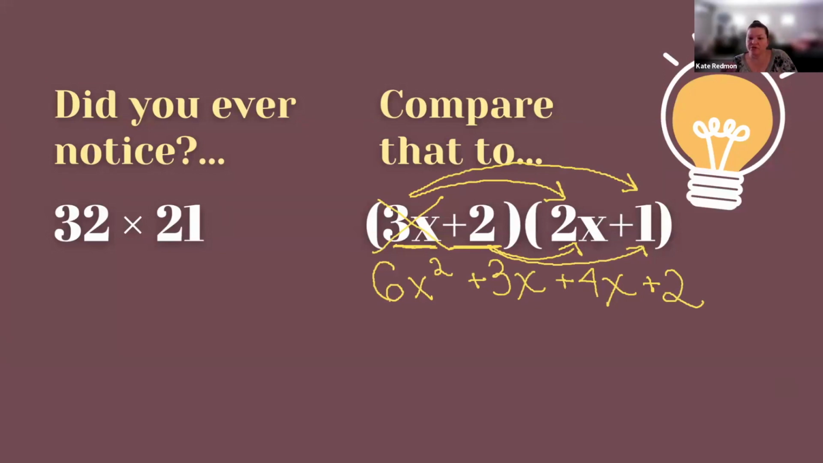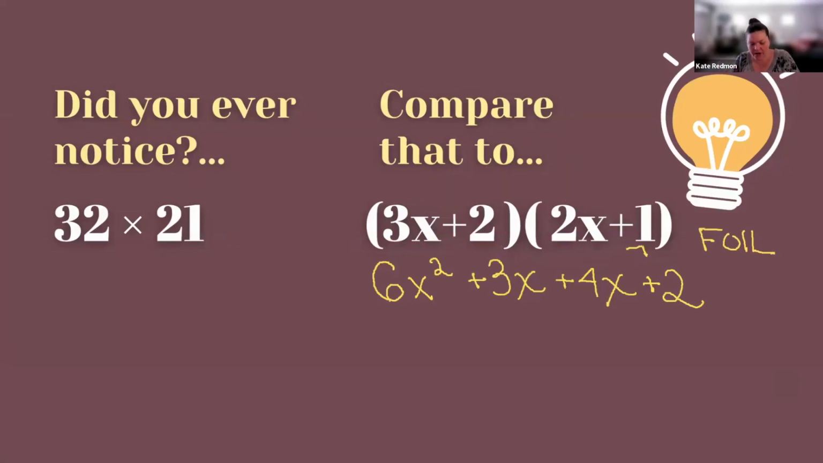Positive 2. Beautiful. Now, some people will teach you that this is called foiling. It's not called foiling. We're still distributing. We're passing out every term in our first grouping to every term in our second grouping. But if you've been taught the term FOIL, that's fine. It's a way to help you remember that when you're multiplying, you're going to pass out first to first, then outside to outside, then inside to inside, and then last to last. If it helps you to remember, that's fine. There's nothing wrong with it.